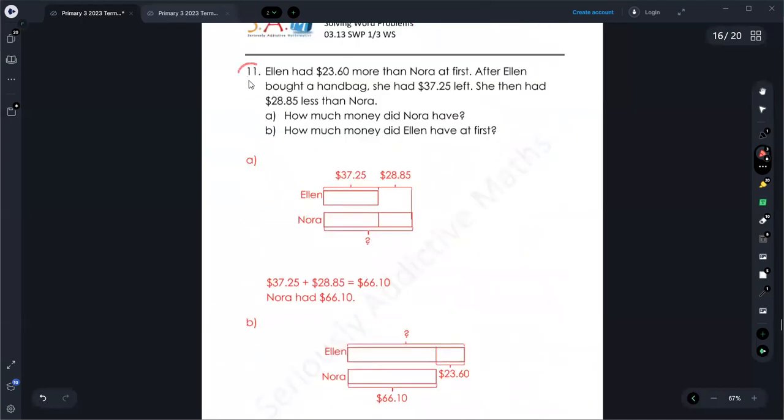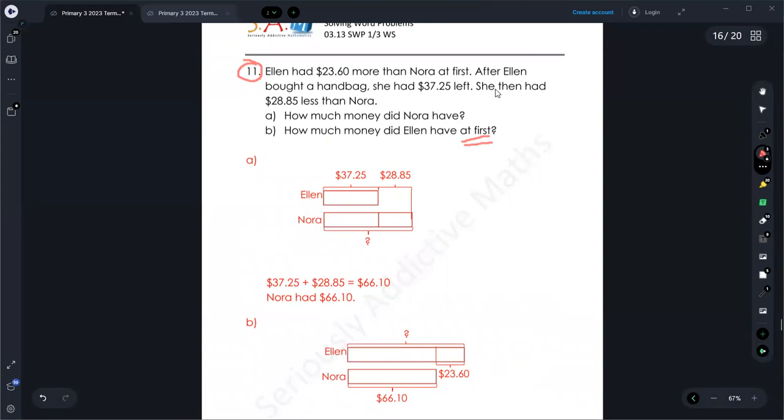Okay, question 11. So here the question is a bit different. Notice this is a story. And then how much money did Nora have and how much money did Alan have at first? In order to ask this question, students in primary 2 have already been taught, if it is at first, they got to work backwards. What does work backwards mean? They draw the model from the last sentence and then up.